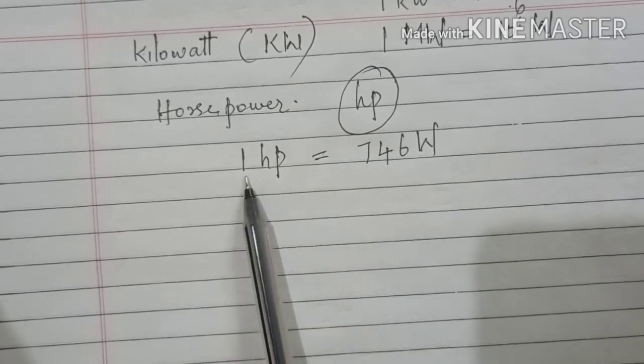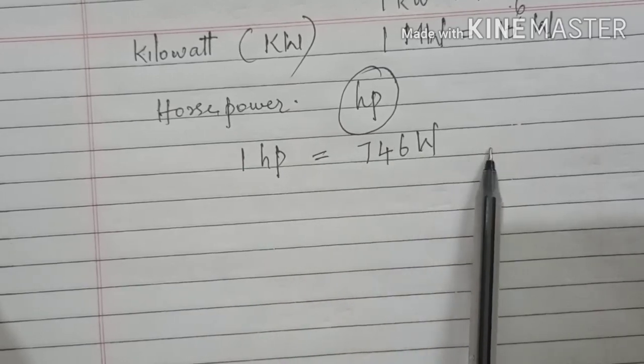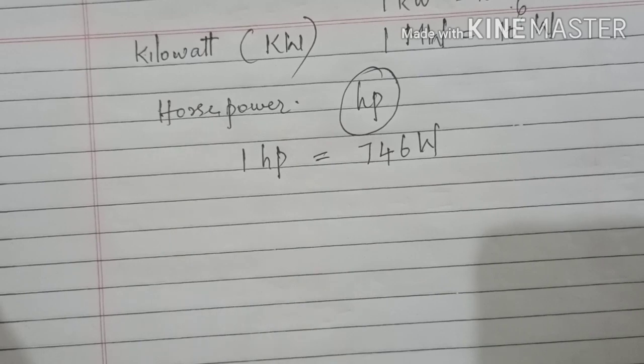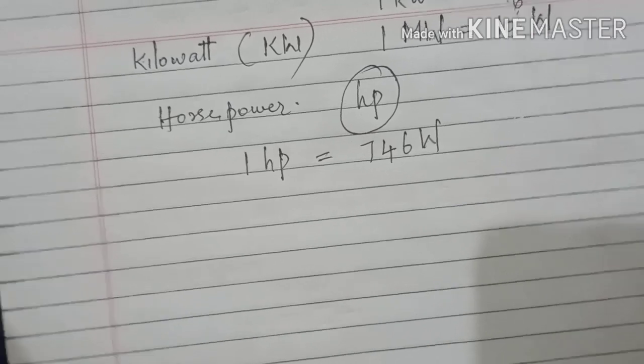If it is 5 HP, you have to multiply 746 into 5. That much huge value. Understand? So the commercial unit of power is horsepower, denoted as HP. Okay. Now we will move to electric energy.